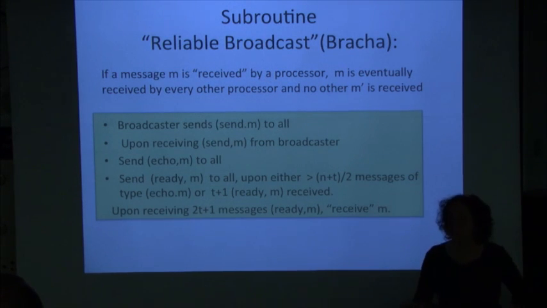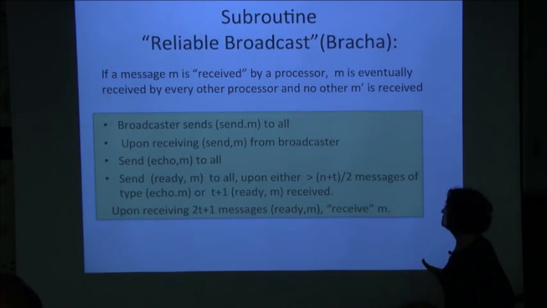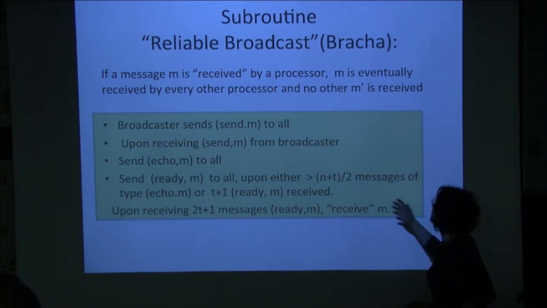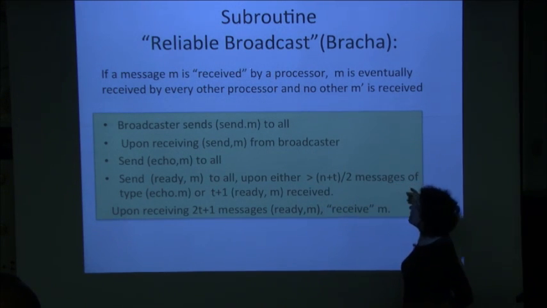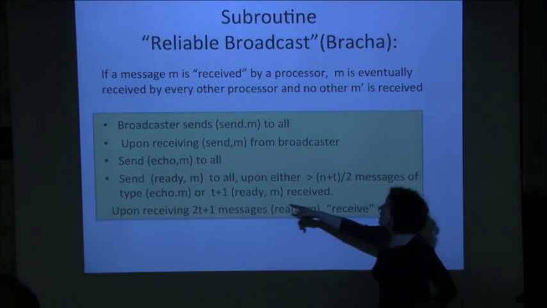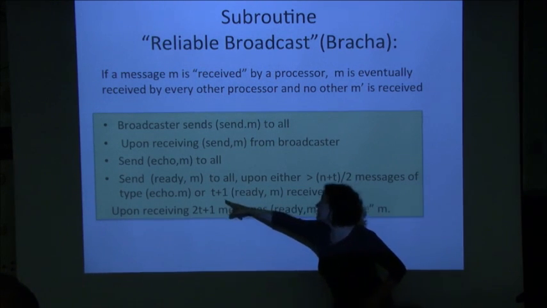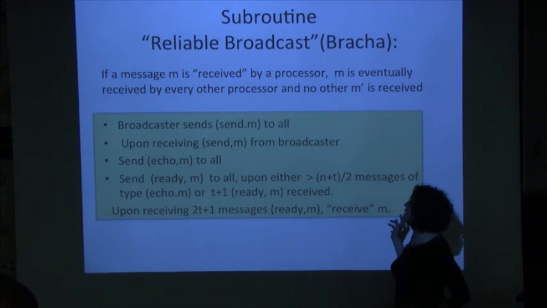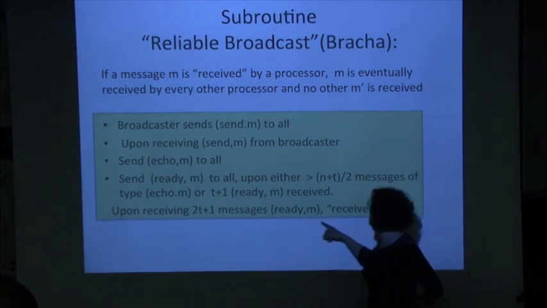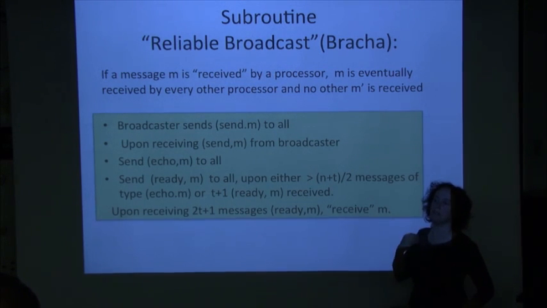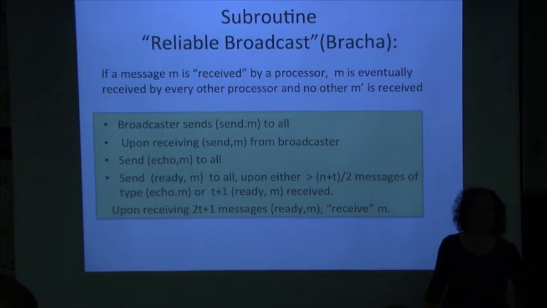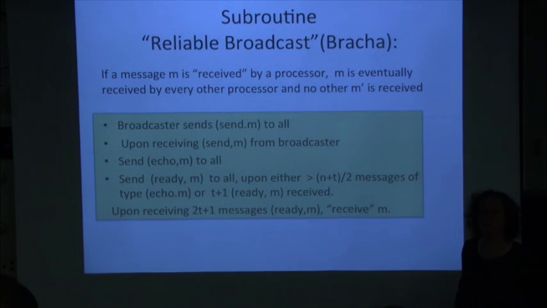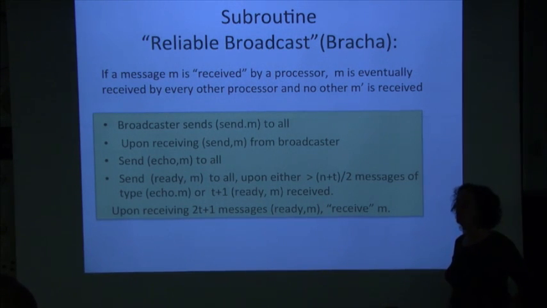Okay, so everybody echoes it, and if you get a certain number of echoes that agree on a value, then you send ready. Or if you get a certain smaller number of readies, you also send ready. And then if you receive a certain number of ready messages, you receive it officially.